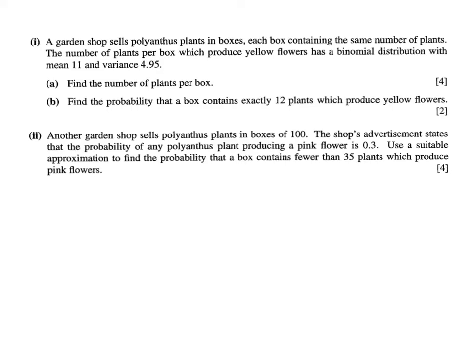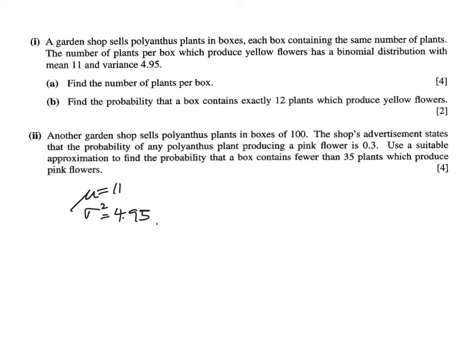Okay, this is another question where we have to use approximation, so continuity correction is needed here. A garden shop sells polyanthus plants in boxes, each box containing the same number of plants. The number of plants per box which produce yellow flowers has a binomial distribution with mean 11 and variance 4.95. So the mean equals 11 and the variance is 4.95. From here, find the number of plants per box.